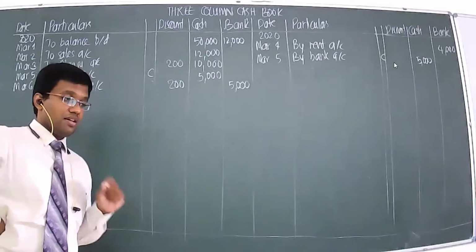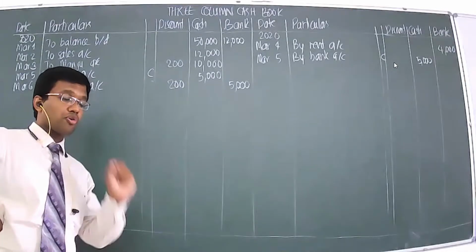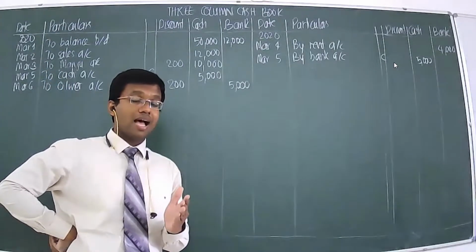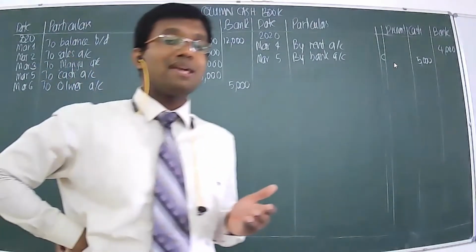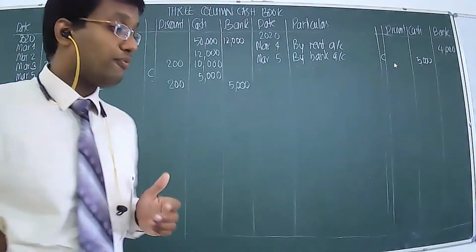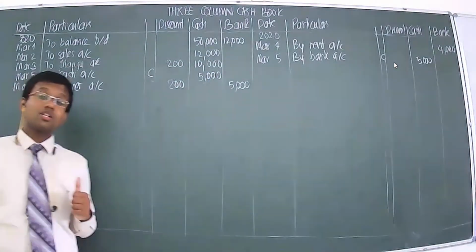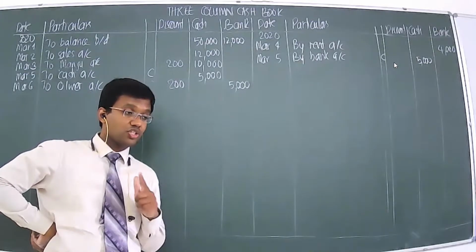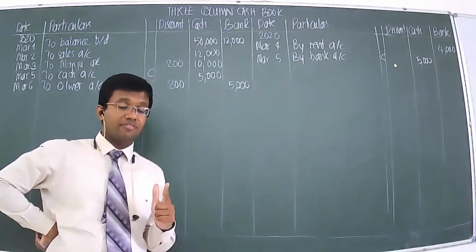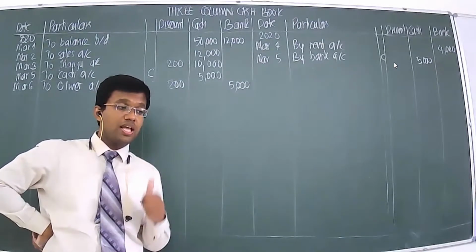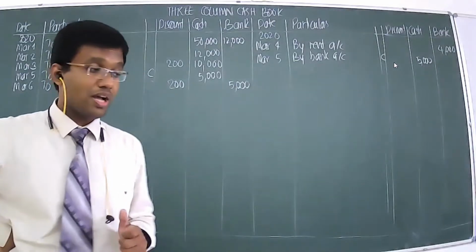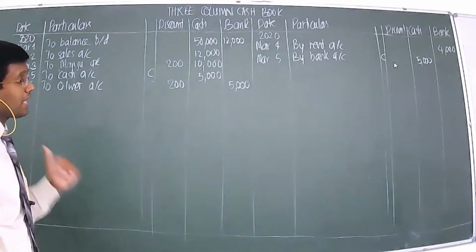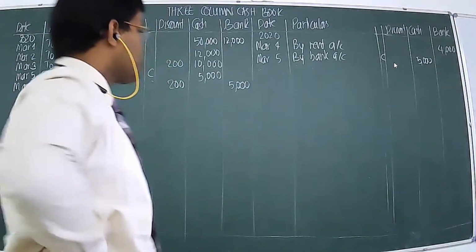March 7th, received a check for rupees 6,000 from Raju. So Raju is making some payment to you, but he's making the payment in the form of check. Also, please look at the transaction on 7th and the transaction on 8th. On the 7th, you have received the check. On the 8th, you're depositing the check that you have received from Raju into the bank.